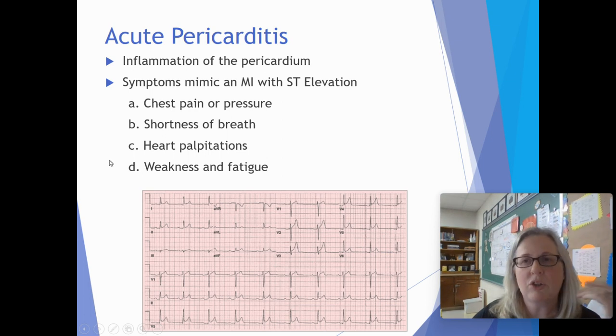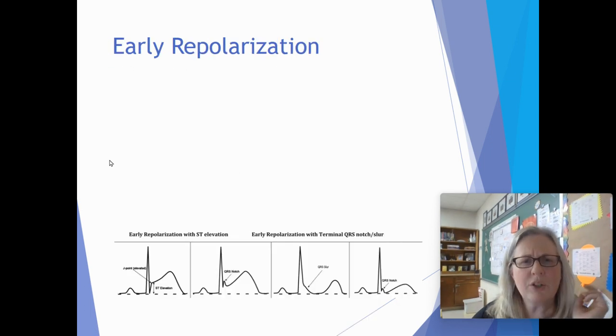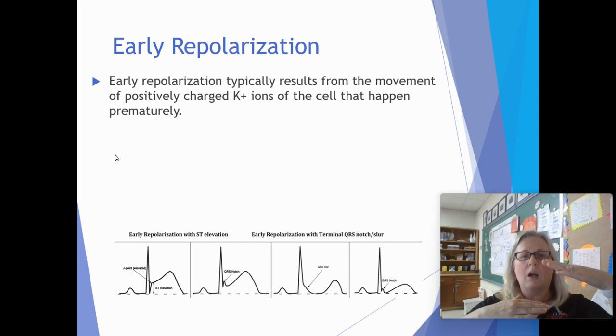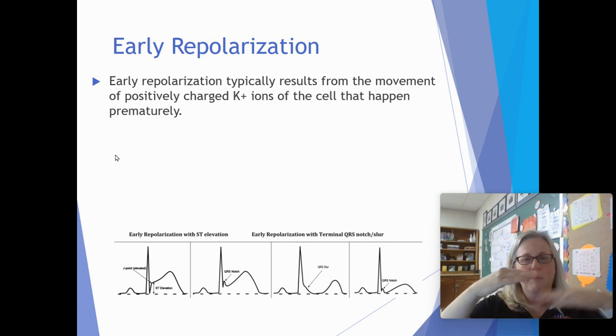We take age into consideration, what's happening, their family history, and all that as well. We learned that also in the last lesson. All right, so here's the early repol. Early repol is when those potassium ions have swapped places, and they do it prematurely.